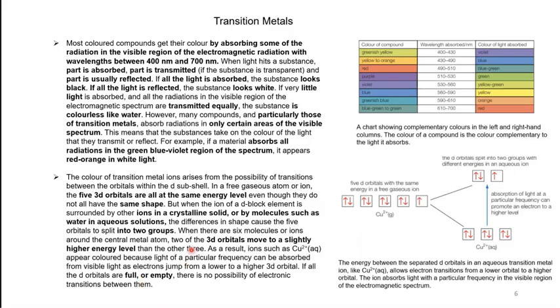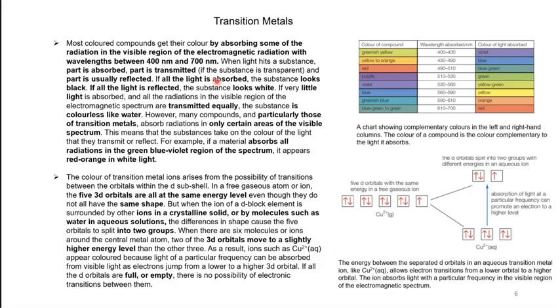Okay, so again I'm coming back to the color of these. This is how it happens: by absorbing some of the radiation in the visible region of the electromagnetic spectrum. And what is the wavelength of this visible radiation? 400 nanometers to 700 nanometers. When light hits a substance with transition elements, what happens? It's the same for all substances. A part is absorbed, a part is transmitted, and a part is usually reflected.